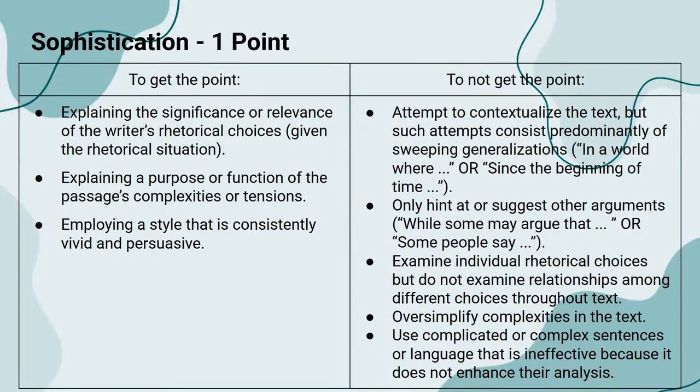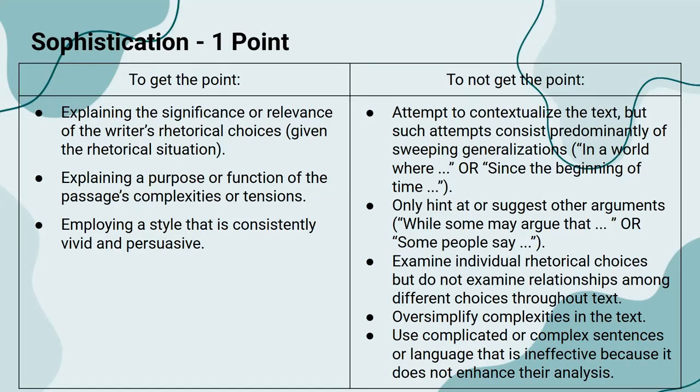The second bullet point, why is it written the way it is? Why is it structured? Why is it complex? And employing a style that is consistently vivid and persuasive. This is something that comes from just being a good writer. If you're a good writer that writes interesting and vivid essays, you're probably going to get that final bullet point for sophistication. However, if you don't have a distinct writing style, if your essays are commonly boring, you're not going to be able to work towards that unless you really put effort in.